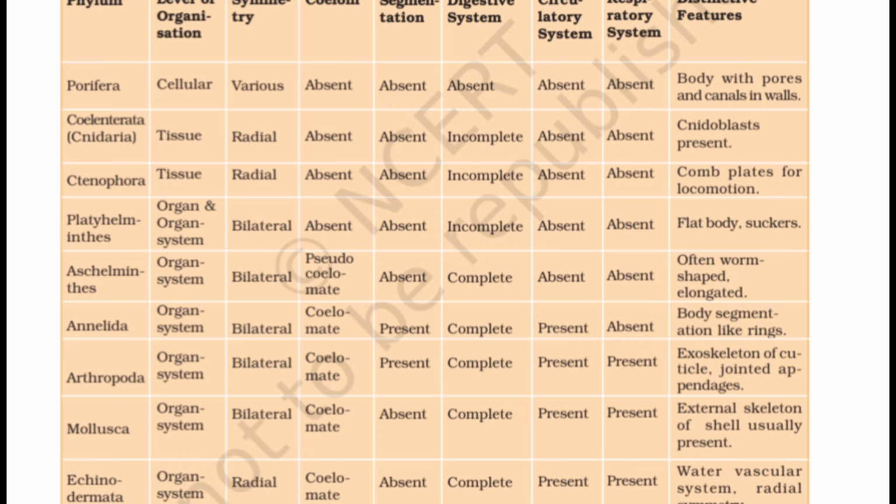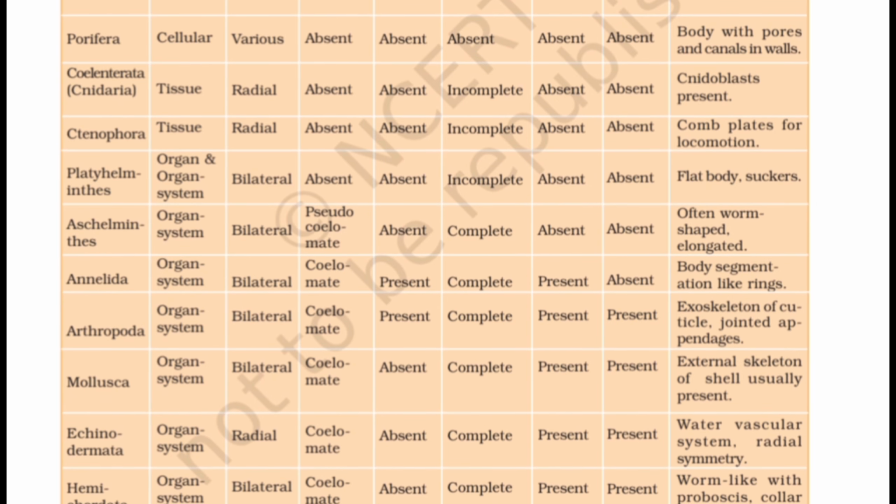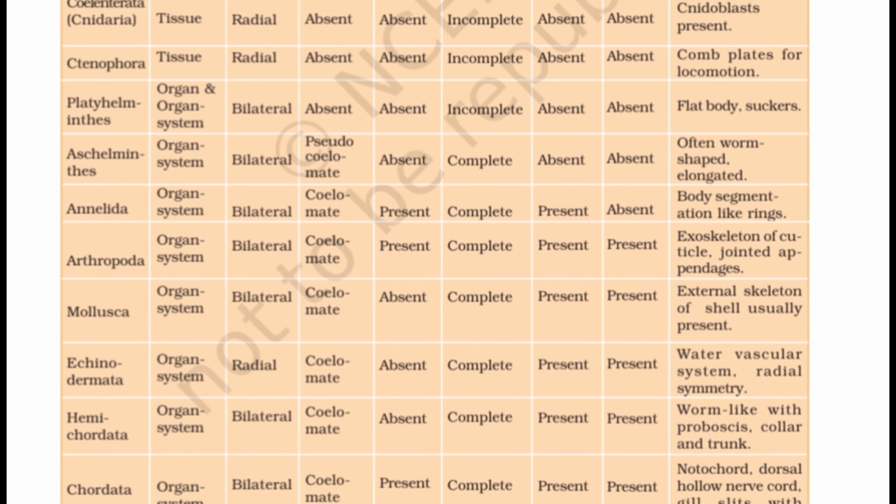Then comes Echinodermata with organ system level of organization, radial symmetry, coelomate animal, segmentation absent, digestive system is complete, presence of both circulatory and respiratory system, with distinctive feature as water vascular system, radial symmetry.